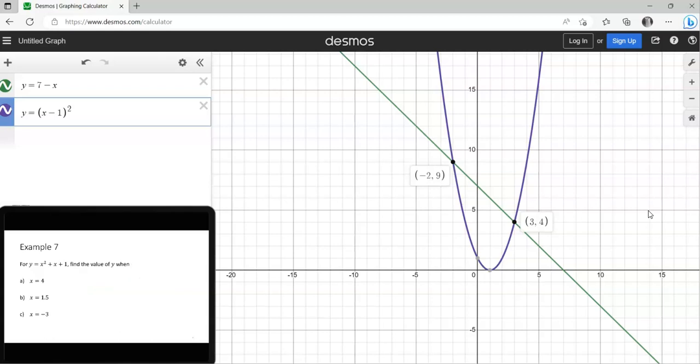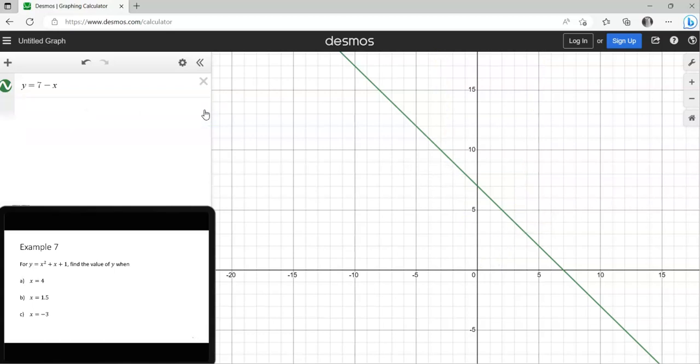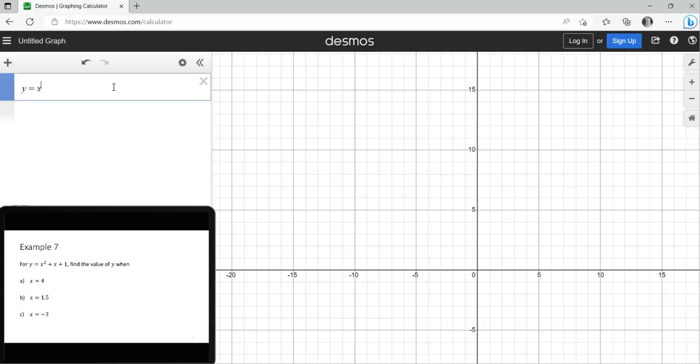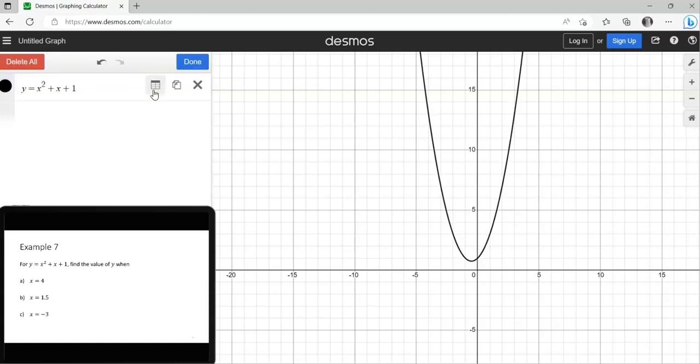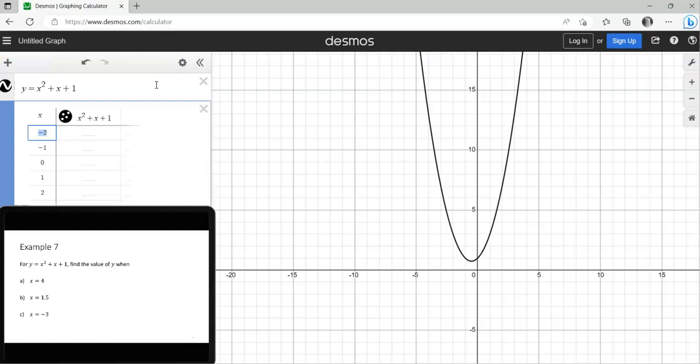All right, another thing you can do is quickly find function values. So let's say y is equal to x squared plus x plus 1. And I see I have a graph. Again, it looks like what's called a parabola. If I click on the settings wheel here, edit list, you see there's this little option to create a table. And a table is created below.